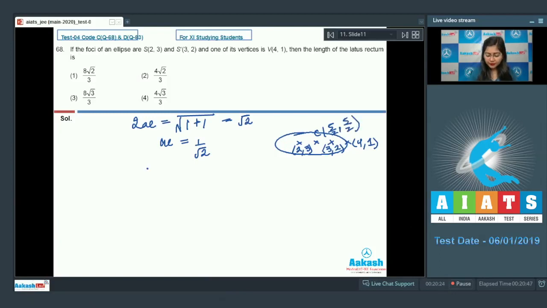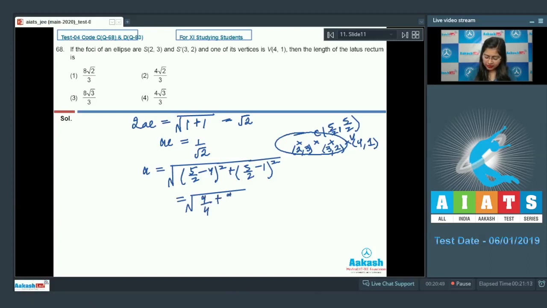So we can find the value of a, that is the distance between C and, let us say, the point V, that is (4, 1). So the length a will be equal to √((5/2 - 4)² + (5/2 - 1)²). So this will be equal to √(9/4 + 9/4). So this will be equal to (3/2)√2. So this is the value of a from here.